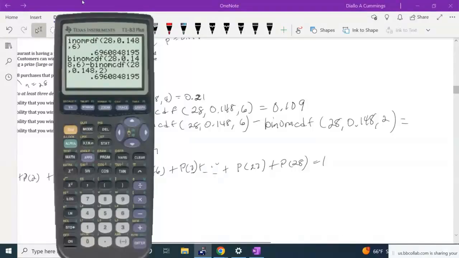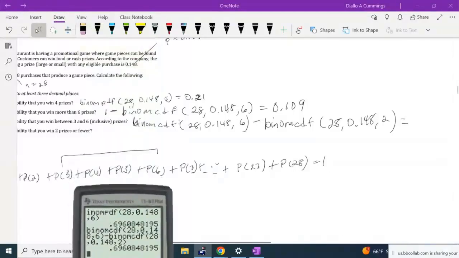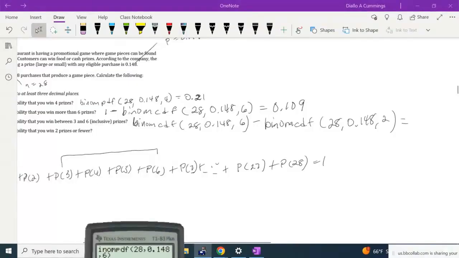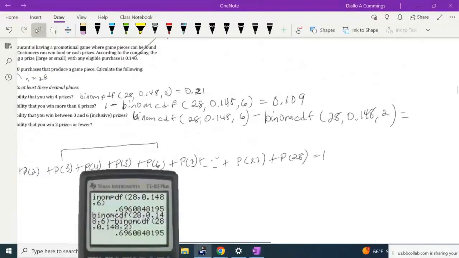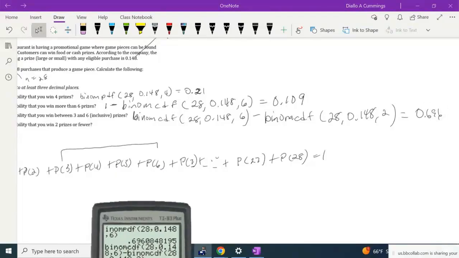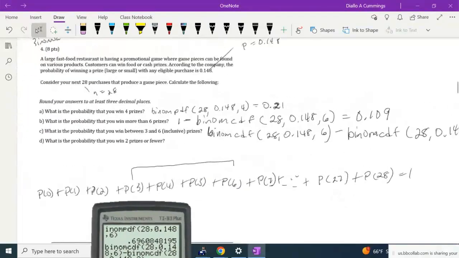So if this CDF stuff is not appealing to you, you could just sum each one separately. And that could actually be done for any of these problems, but that might take a minute, especially if you got like 28 trials. All right, so we have 0.696. Yeah, 0.696. All right, any questions about C?